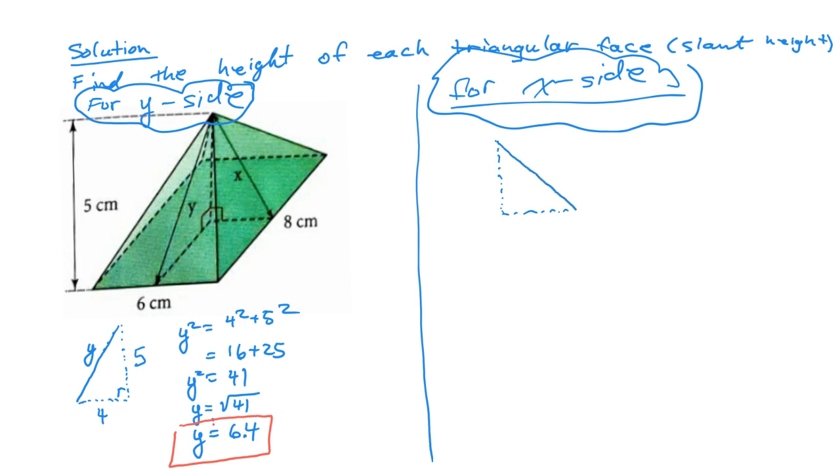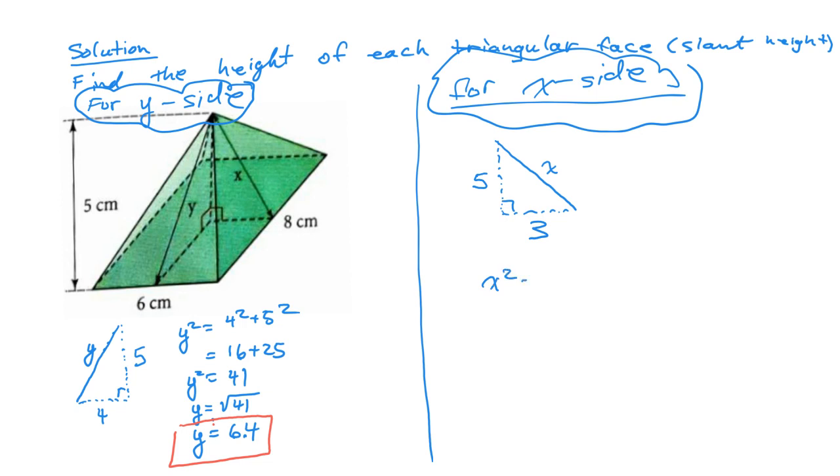And it has its hypotenuse, and we're going to call this x. Now, the distance along here is parallel to this, so that means this is 6, so half the distance across is 3. So we're going to put 3 for our base. Now, its height is still 5. So now we're going to use Pythagoras' theorem again to find our x value.